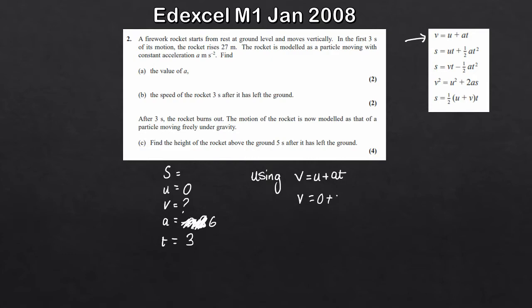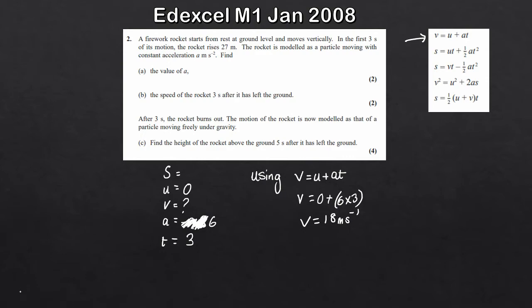AT, so 6 times 3. So V is equal to 18 meters per second there. Okay, so sorry about that. Not minus 9.8. Ignore me. Just 6 there. So that's part B there. So the speed 3 seconds after it's left the ground is 80 meters per second. So that was part B.